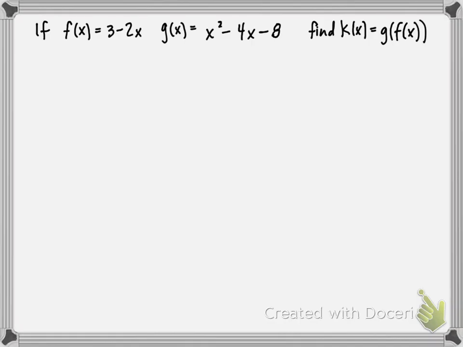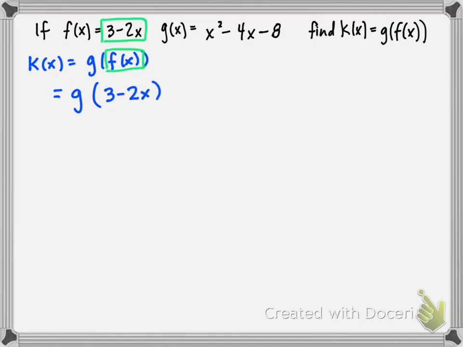So say you had f of x, which was 3 minus 2x, and g of x, which was x squared minus 4x minus 8. If you're being asked to find k of x, which is g of f of x, means we're going to take the f function, input it into the g, and then we're going to evaluate to find k. So k of x is equal to g of f of x. Remember, I already have f of x. It's this great statement in that box, so I can replace f of x with that box, meaning I can say g inputs, I'm going to input into my g function 3 minus 2x.